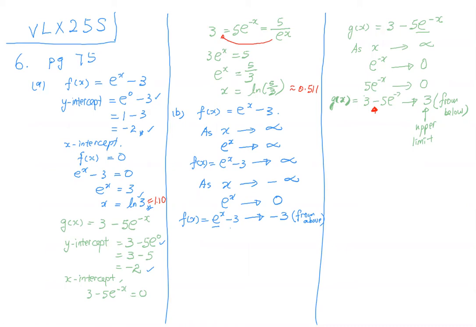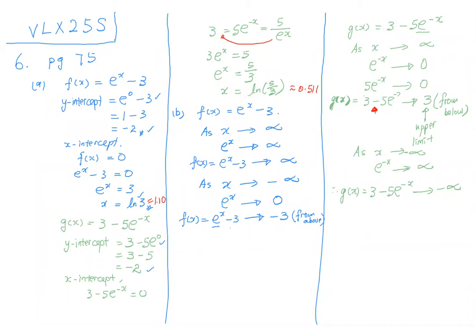Yeah, so the other end, as x approaches infinity, e to the power negative x, negative infinity answer. So negative times negative will become positive, it will approach infinity. So therefore, g(x), which is 3 minus 5e to the power negative x, will approach 3 minus a very, very big number. So it becomes very, very negative. So there is no lower limit.